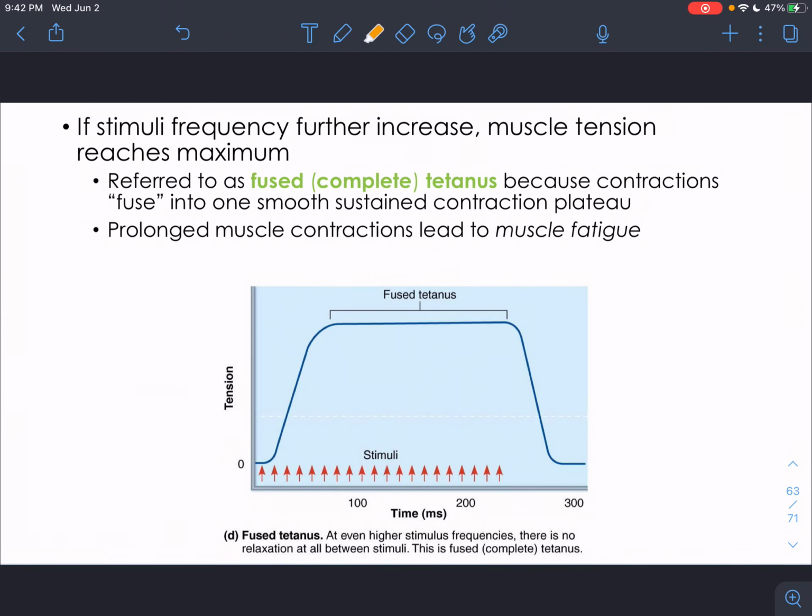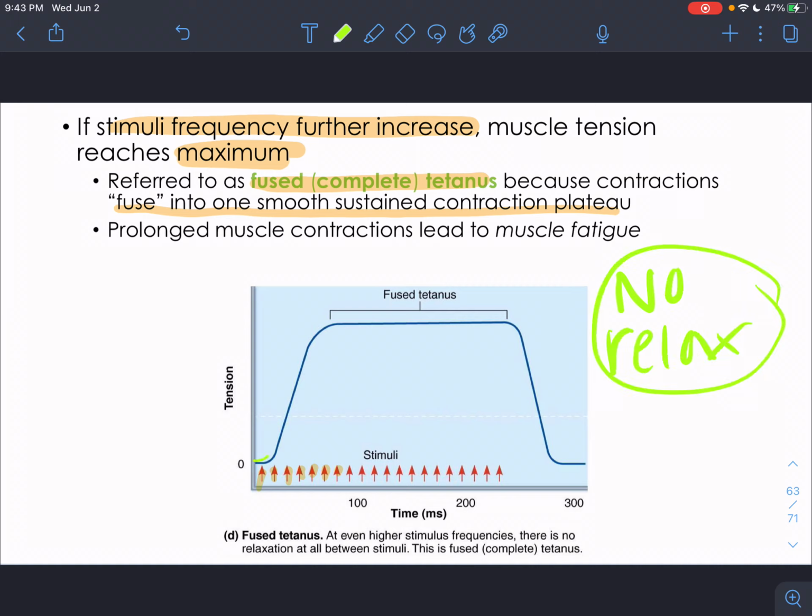If we can increase the stimuli even further, we have muscle tension reaching the complete maximum. If this happens, we have what's called fused tetanus. This happens when the contractions fuse into one smooth, sustained contraction plateau. In fused tetanus, you'll see the stimuli are so close together down here that there is no time for the muscle to relax at all.